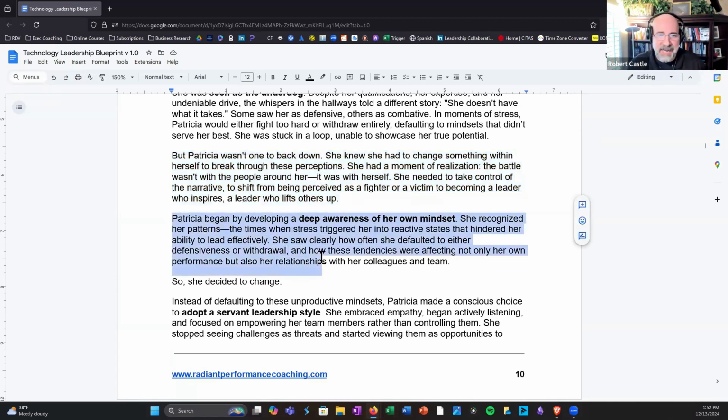So Patricia began by developing a deep awareness of her own mindset. She recognized her patterns, the times when stress triggered her into reactive states that hindered her ability to lead effectively. She saw clearly how often she defaulted to either defensiveness or withdrawal, and how these tendencies were affecting not only her own performance, but also the relationships with her colleagues and team. So she decided to change.